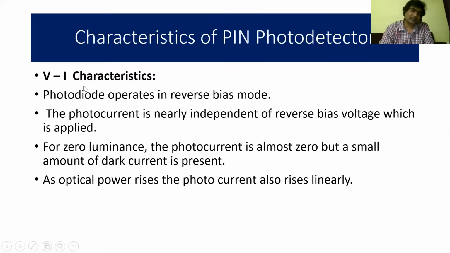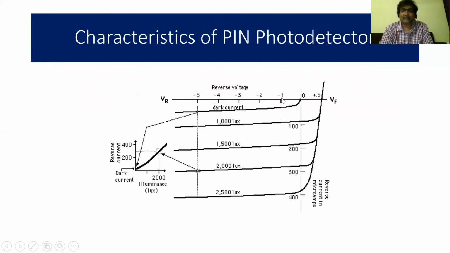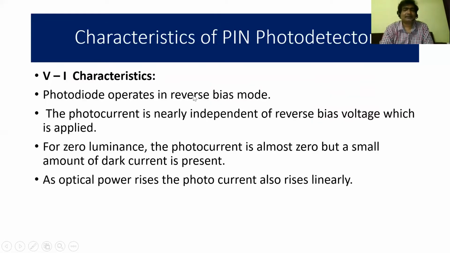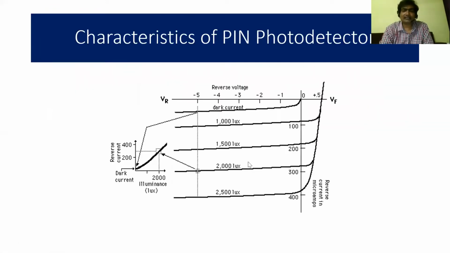Let us see some of the VI characteristics of the pin diode. The photodetector, this particular pin photodiode, operates in the reverse bias mode only. The photocurrent is nearly independent of the reverse bias voltage applied. Here you can see for -1 volts this is the current, for -2 volts this is the current, -3, -4. You cannot observe much change in the current for the increment in the reverse bias voltage. For zero luminance, the photocurrent is almost zero, but a small amount of dark current is present.